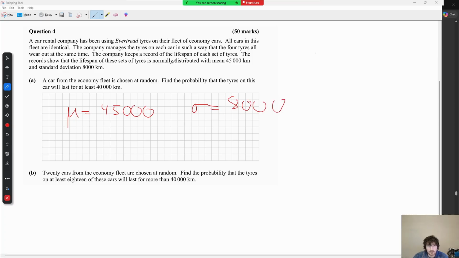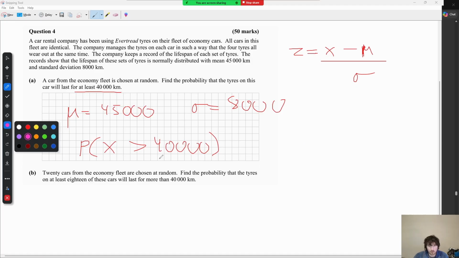So there's no mention of sample means here, so we're going to be using our regular x minus mu over sigma formula. What it's asking here: a car from the economy fleet is chosen at random. Find the probability that the tires on this car will last at least 40,000. So what they're on about there is the probability that a random x value is greater than 40,000. So now we need to standardize this. We need a z-score equivalent for 40,000.